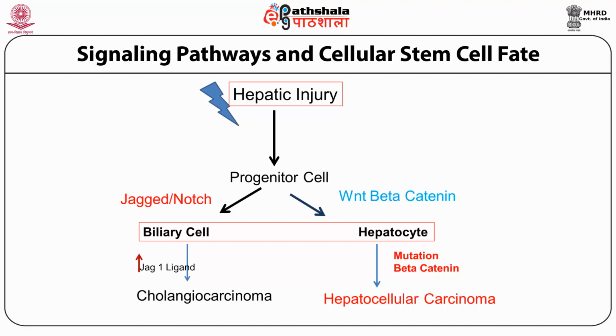On the other hand, if the Wnt and the beta-catenin signaling pathway gets activated, then the progenitor cell fate is driven towards hepatocyte regeneration. Usually, the regeneration process stops following inhibition of Wnt signaling. However, if there is an activation of the beta-catenin due to mutation, then instead of normal regeneration, the hepatocytes continue for uncontrolled proliferation, thereby becoming malignant, leading to the formation of hepatocellular carcinoma.